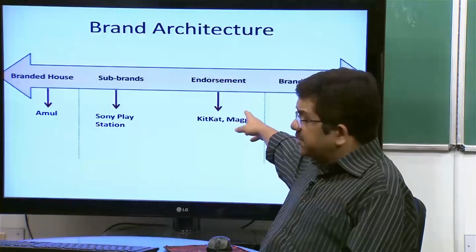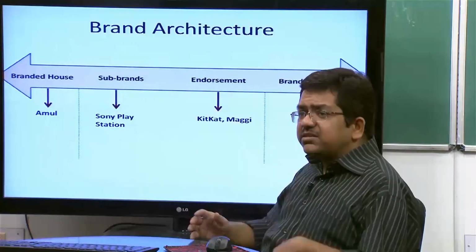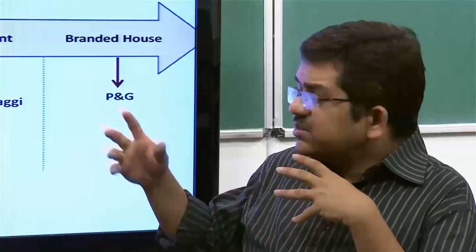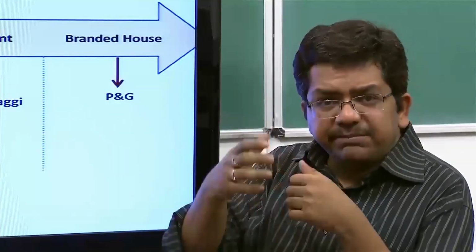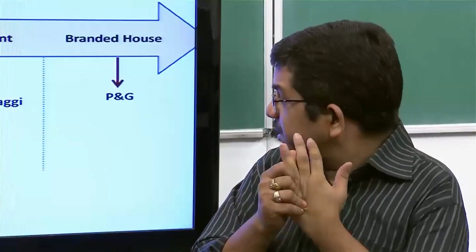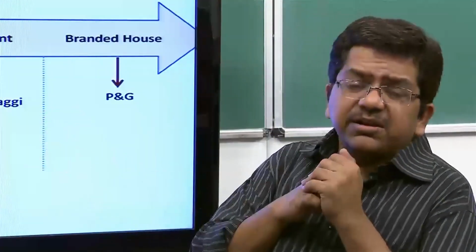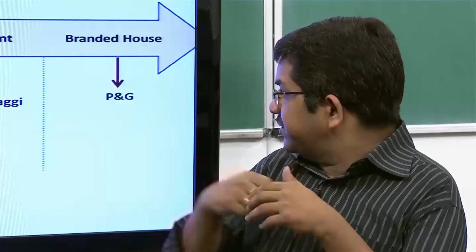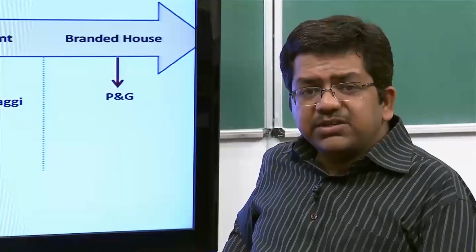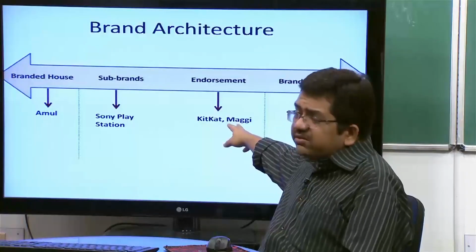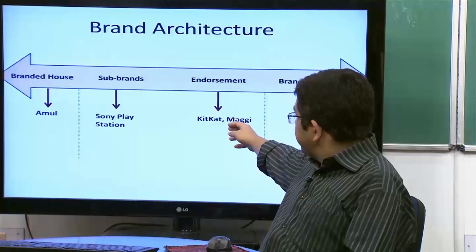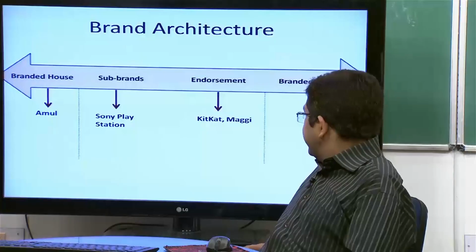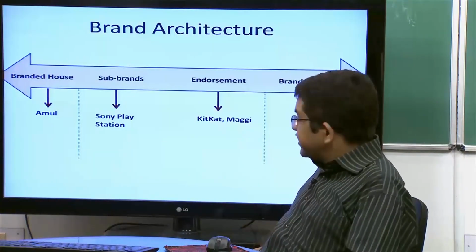Then you have endorsed brands, in the sense that some brands are promoted with very explicit endorsement of the corporate brand, and some are promoted with implicit endorsement of the corporate brand, like Kit Kat and Maggi, which come from Nestle. These are the endorsed brands, where the prominent brand is the Kit Kat or the Maggi, and Nestle is basically on the back side of this.